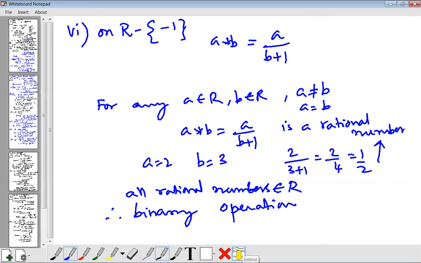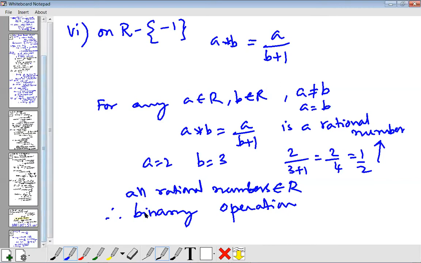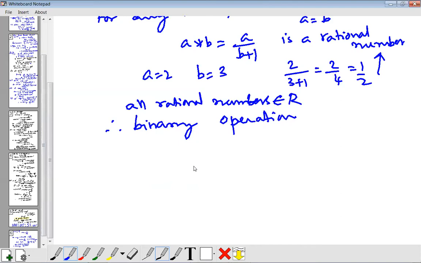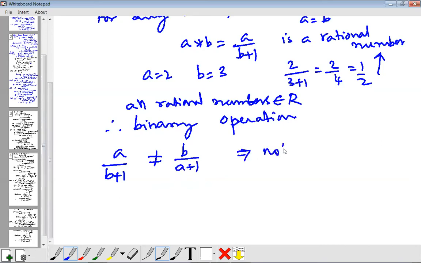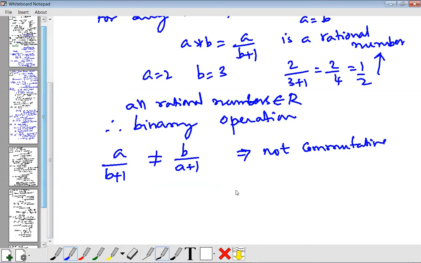Then comes, we have to see whether it's commutative or not. So A by B plus 1 is definitely not equal to B by A plus 1. So that implies not commutative.